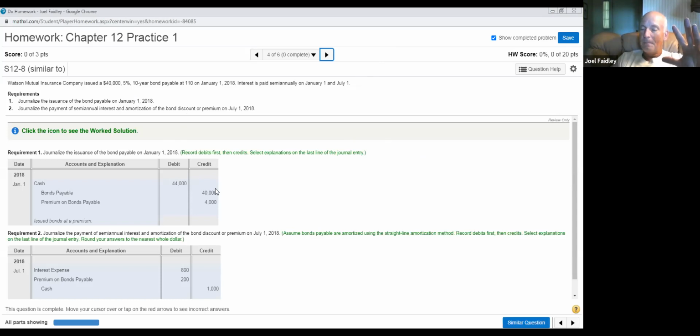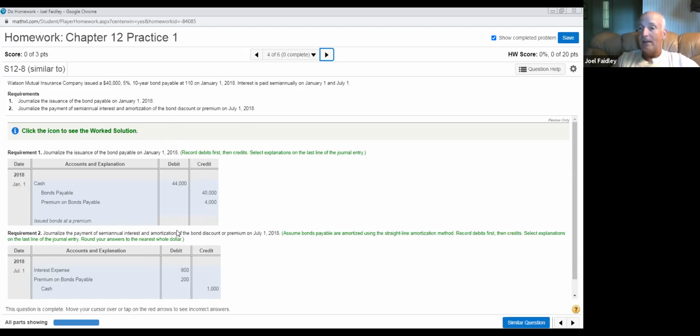Bonds payable is always face value. It doesn't matter if it's a discount, a premium, or a stated rate the same as the market rate. It's always at face value. And then the plug number, the difference, is my premium or discount. In this case, since it has to be a credit and the fact that it's 1.1, which is 10% higher than face value, tells you that you're selling these bonds at a premium because your interest rate's higher than the market. All right, so then what do we do with that premium on bonds payable?